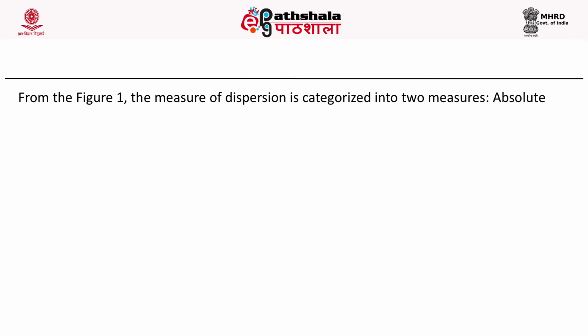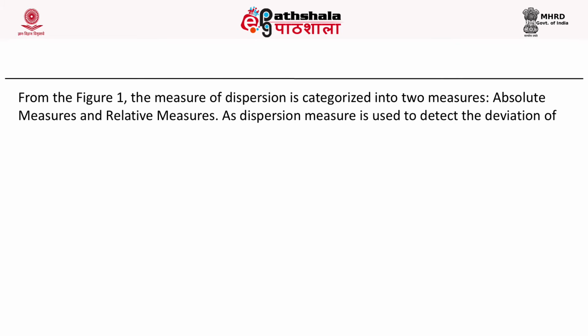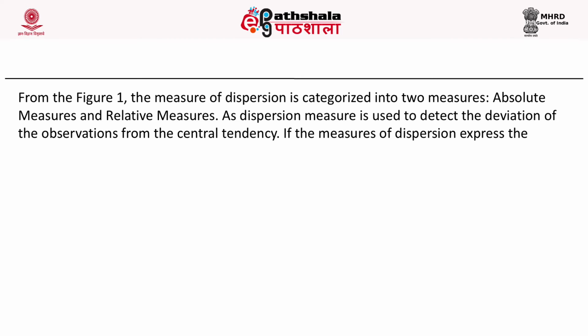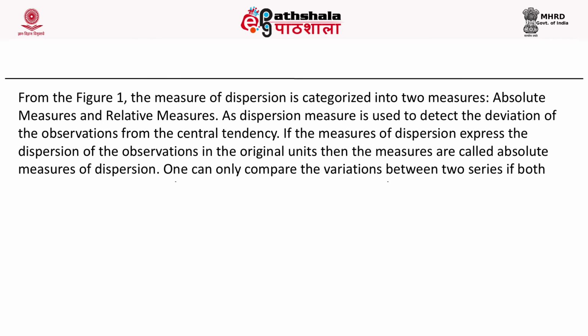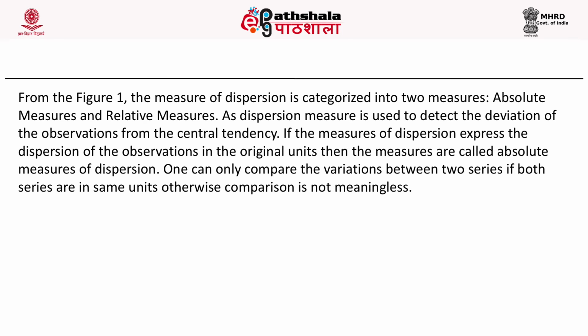From figure 1, the measure of dispersion is categorized into two measures. We already discussed that we have absolute measures and relative measures. As a dispersion measure is used to detect the deviation of the observations from the central tendency, if the measure of dispersion expresses the dispersion of the observations in the original units, then the measure is called an absolute measure of dispersion. One can only compare the variation between two series if both series are in the same unit, otherwise the comparison is not meaningful.